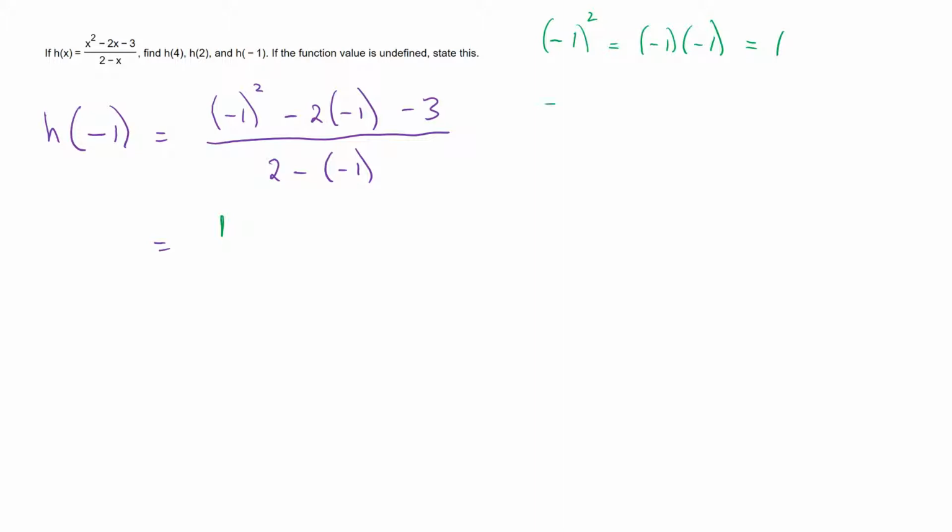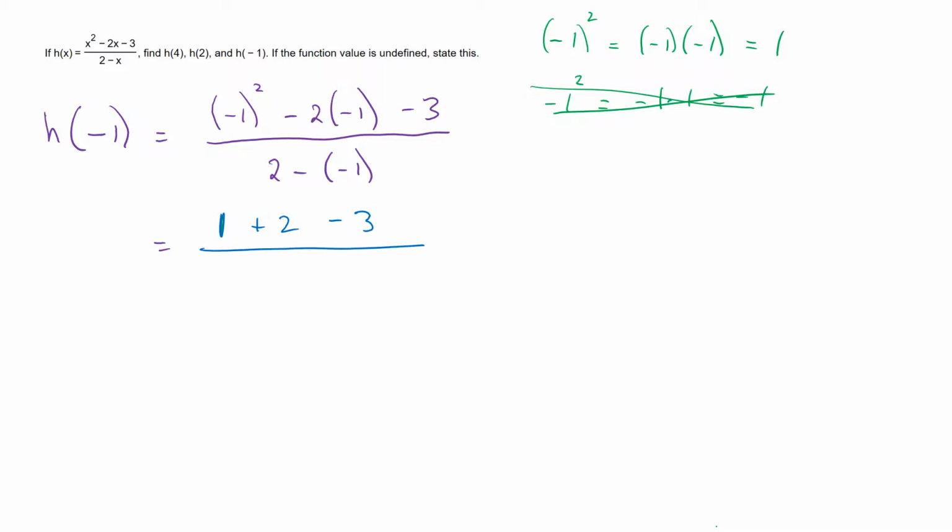But if I were to forget the parentheses, which is a common mistake, then negative 1 squared without the parentheses really means 1 times 1 with the negative out front, and that would result in negative 1. And this isn't what I want. I want the whole number squared, so it's important to use parentheses. So negative 1 squared is 1, and then I have negative 2 times negative 1, that's positive 2, minus 3.